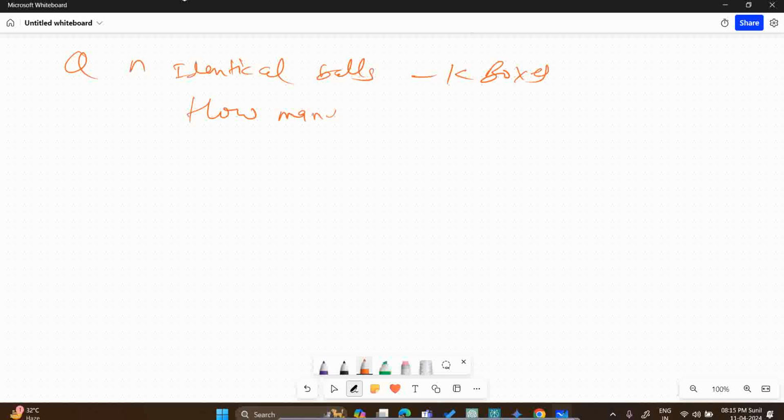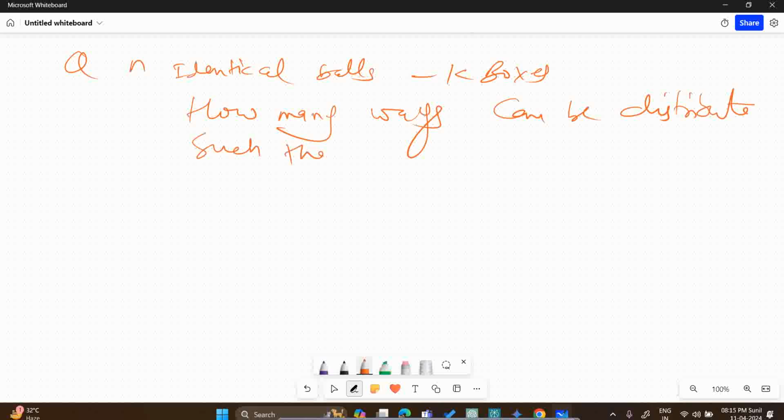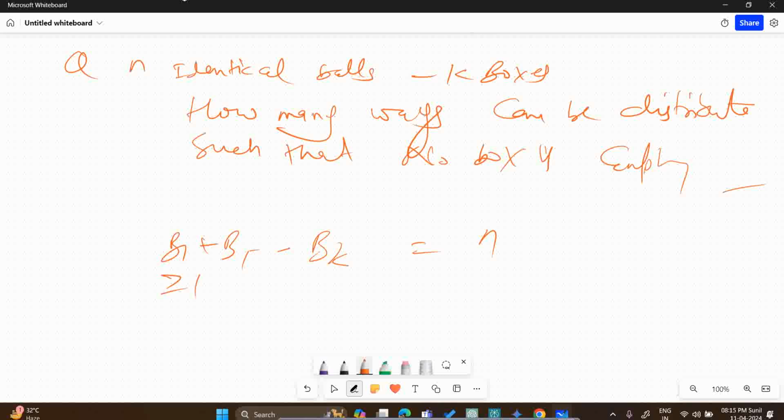How many ways can balls be distributed such that no box is empty? So we have box 1 plus box 2 up to box k equal to n, with each greater than or equal to 1. So we can write box 1 plus box 2 up to box k equal to n minus k, right?